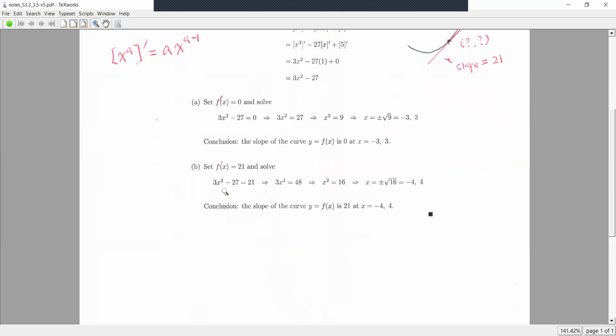And solve this equation. Move 27 to the right side, divide this equation by the number 3. Then we have this equation. Take square root on both sides. Don't forget adding plus minus. So x is equal to -4 or +4. Conclusion. The slope of the curve is 21 at these two x values.